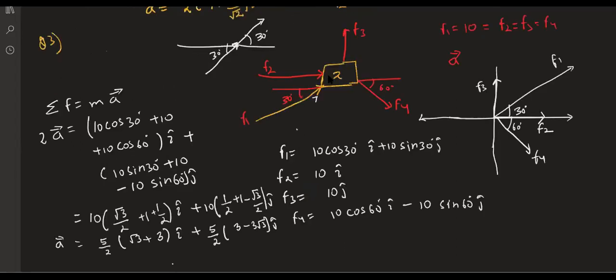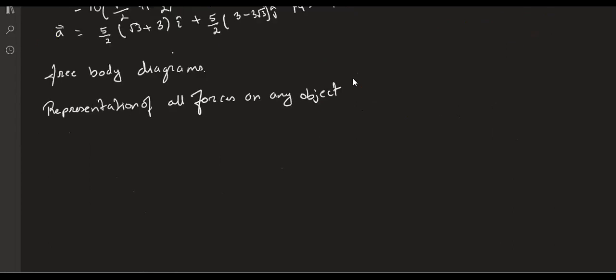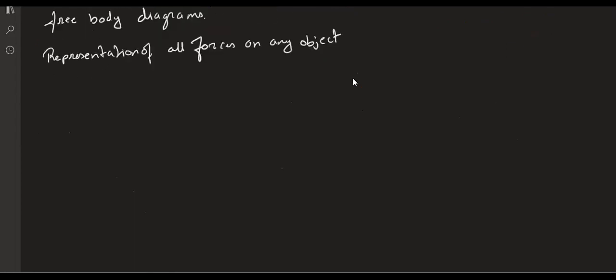So see, if you talk about this diagram, what is this diagram? This diagram is called a free body diagram, where all the forces are acting on this object, and we will show the direction of all the forces. Now, in most of the problems, you have to identify what are the forces acting on an object. So let's see the cases.